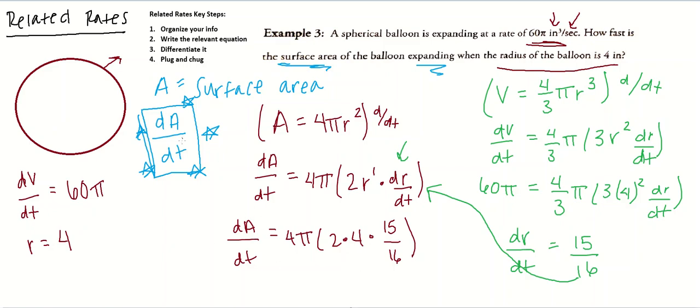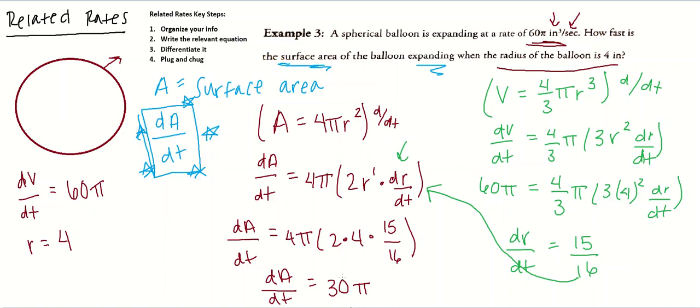dA/dt, which is what we were trying to figure out, is just equal to 4π times 2 times 4 times 15/16. So all you gotta do is throw that in your calculator, and that is going to be dA/dt. So if you were to do that and just type that in your calculator, you would get 30π. So dA/dt is equal to 30π.